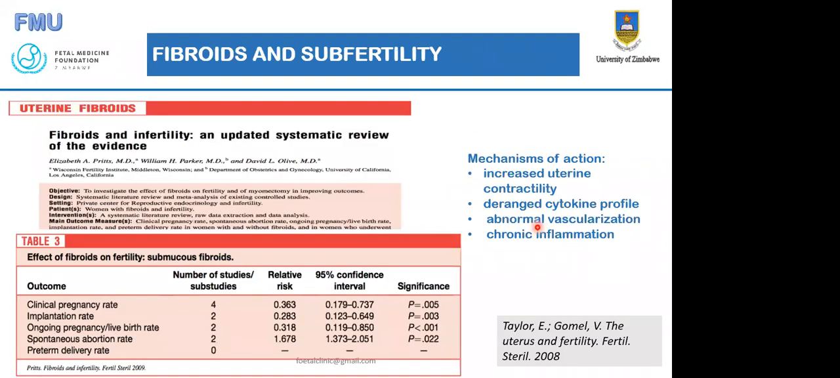Then fibroids and subfertility. This question has been answered by many studies, including a systematic review like this one here. What is agreed is that fibroids that will interfere with fertility, especially for women who are undergoing IVF, are fibroids which are submucosal. The mechanism of action, these are some of them, that they will increase uterine contractility.